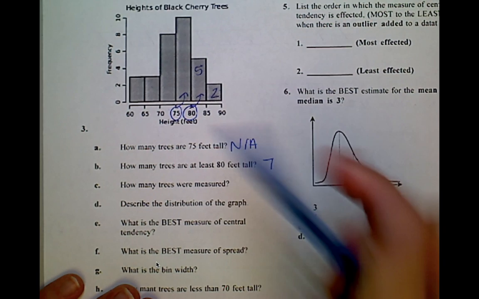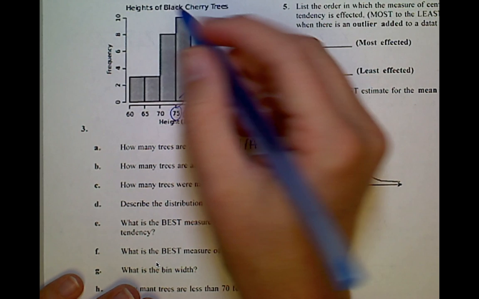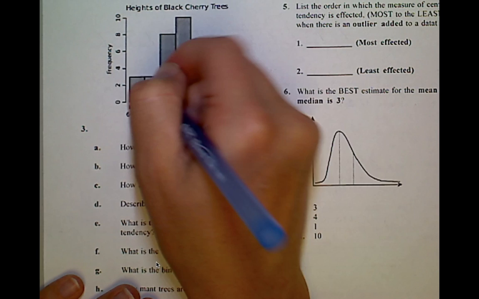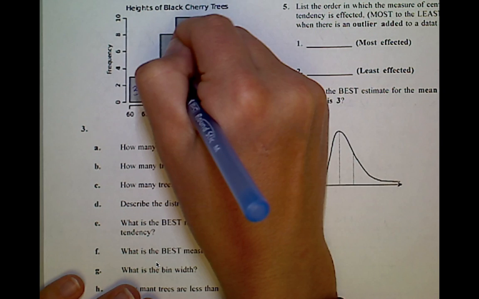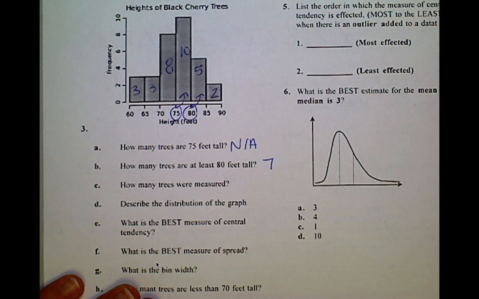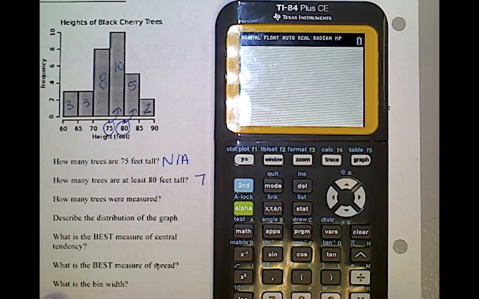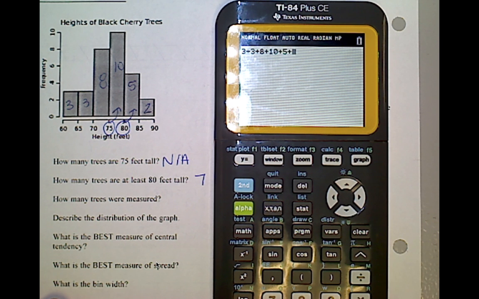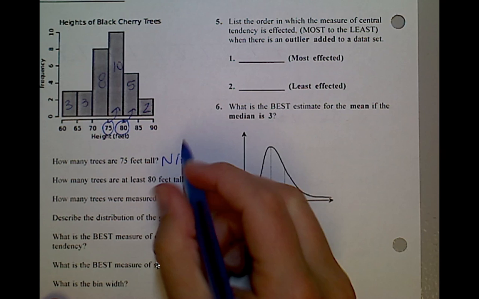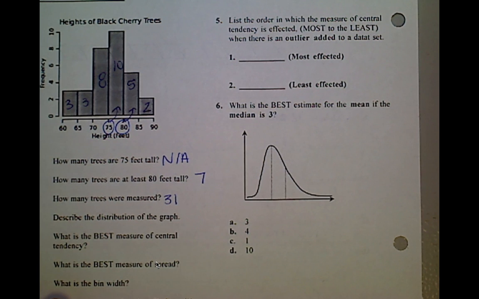How many trees were measured? Well, we would need to count all the frequencies, or the number of occurrences. So there is 3 in this bin, 3 in this bin, 8 in this bin, and 10 in that bin. So when we add them all up, 3 plus 3 plus 8 plus 10 plus 5 plus 2, we get 31. So there was a total of 31 measured in there.